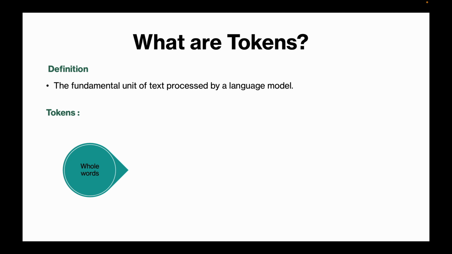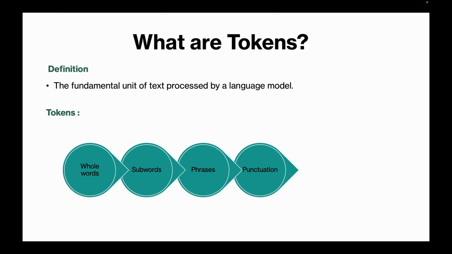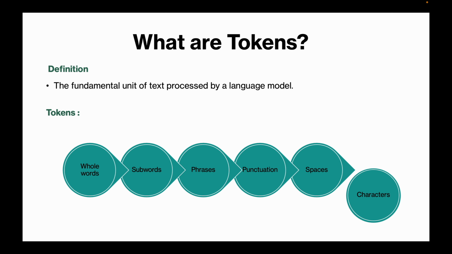Tokens can be whole words, subwords, phrases, punctuation, spaces, and characters. That is, a token is not always a word. It can be a whole word, subwords, punctuation, spaces, and so on. A word may be split into smaller parts depending on the tokenizer.